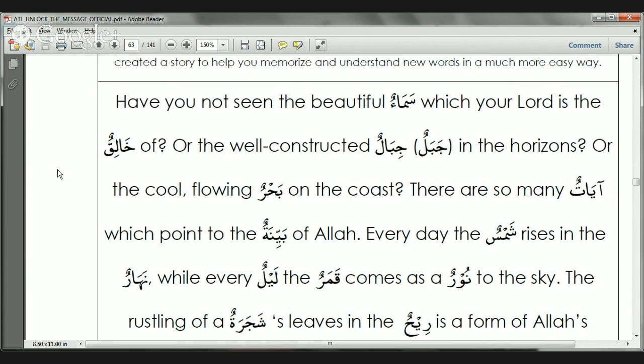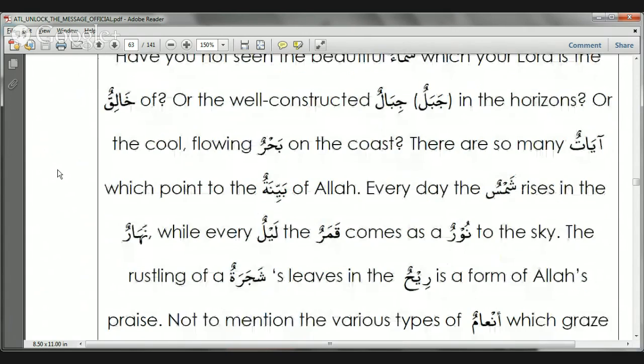I want you to write miraculous signs, not just signs. There are so many miraculous signs which point to the bayinatun. Who knows what bayina means? Clear evidence. Evidence. Yeah. Every day the shamsun, you know this word, right? Every day the shamsun rises in the naharun, the horizon. Nahar is the horizon.